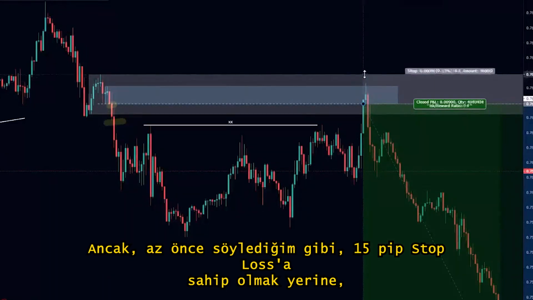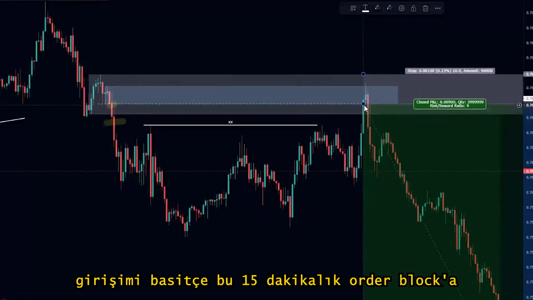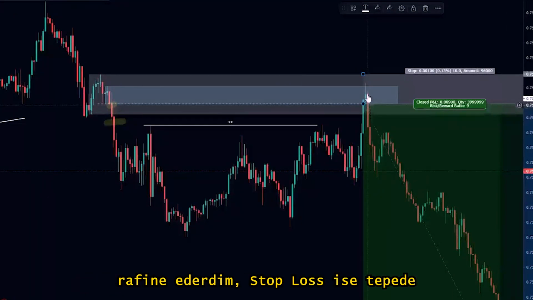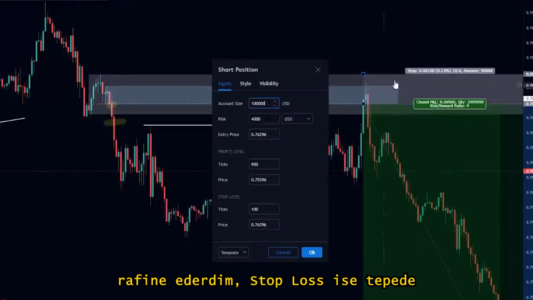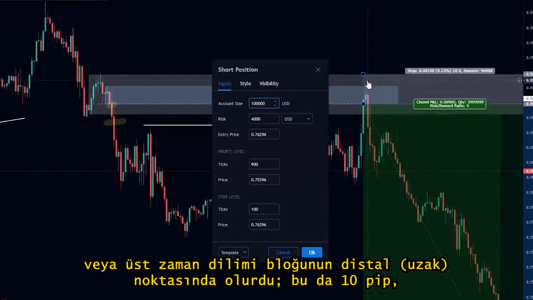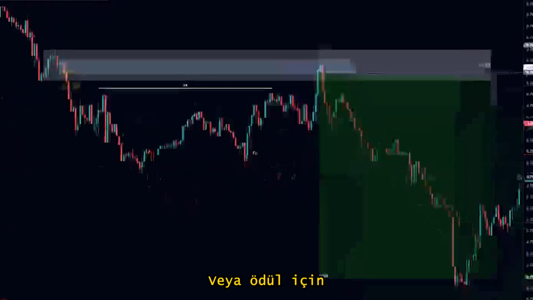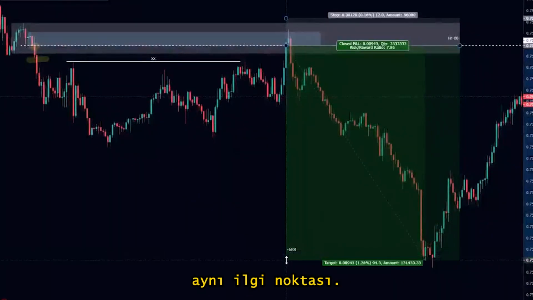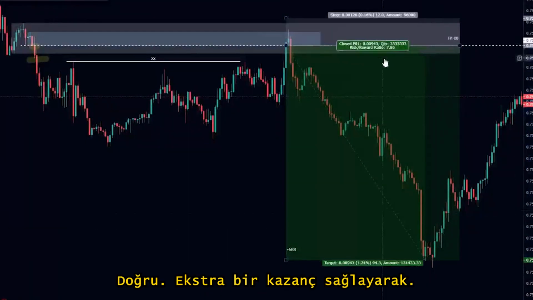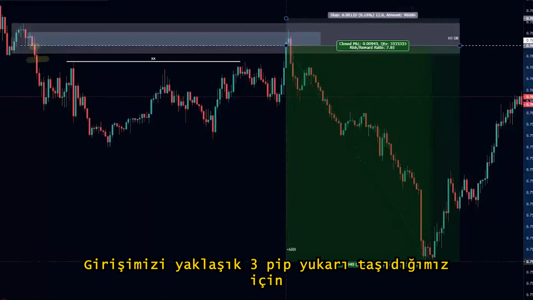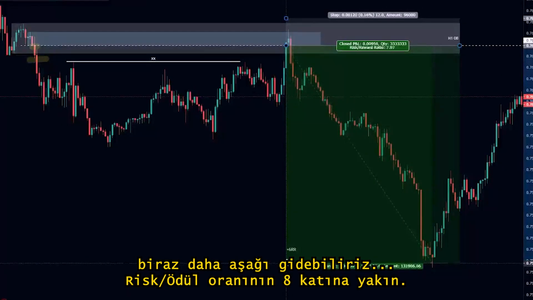However, like I said just before, instead of having a 15 pip stop loss, I would simply refine my entry to this 15-minute order block with stop loss at the high or the distal point of the higher time frame block, which was 10 pips, and we would have a 12 pip stop loss. For the same point of interest for reward, we can go a little lower since we moved up our entry by about 3 pips, giving us nearly 8 times the risk to reward.